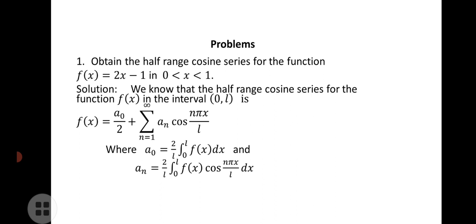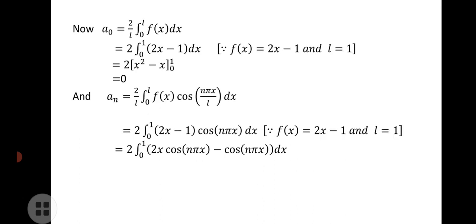So according to the cosine half range series, the function contains only a naught and a n. We already know the formulas. The a naught is equal to 2 divided by L integral 0 to L f of x dx. F of x is 2x minus 1, and taking the integration, we get x square minus x over the interval 0 to 1, and a naught is equal to 0.